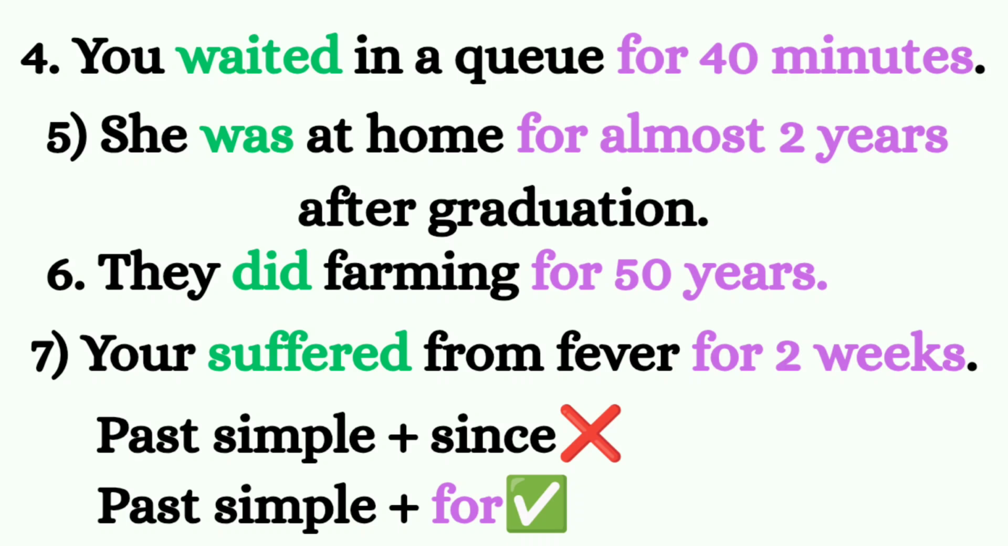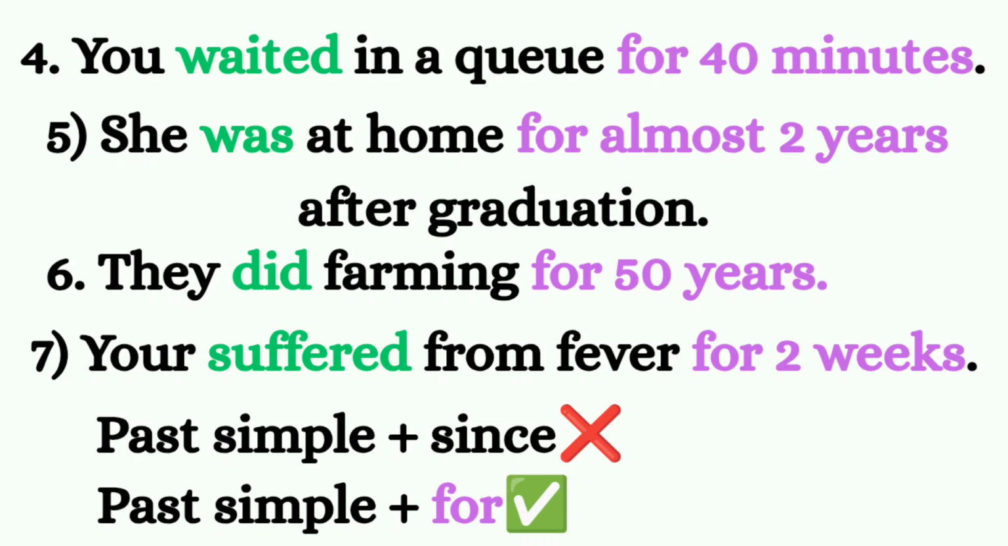So when do we use since? When an action started in the past and continues in the present, then only we use since. When it comes to for in past simple, the action happened in the past for a particular time. Like we want to emphasize the duration of an action, then we use for.